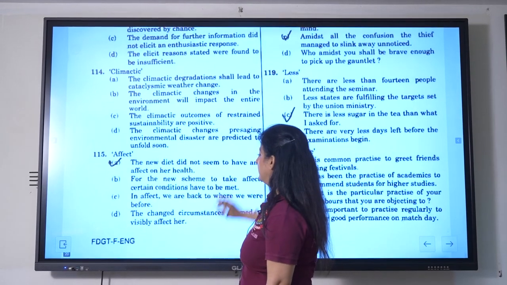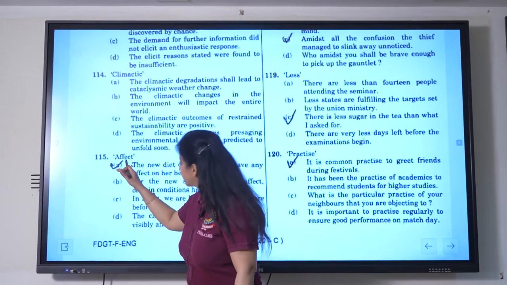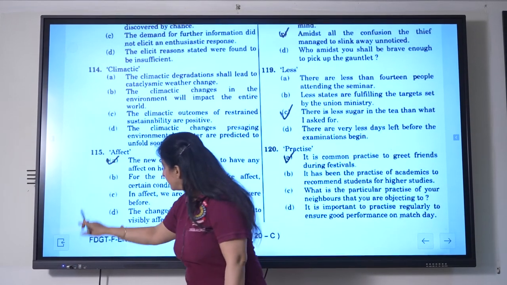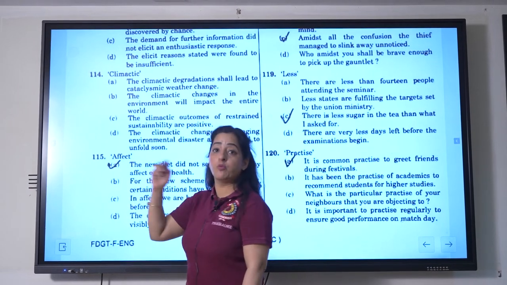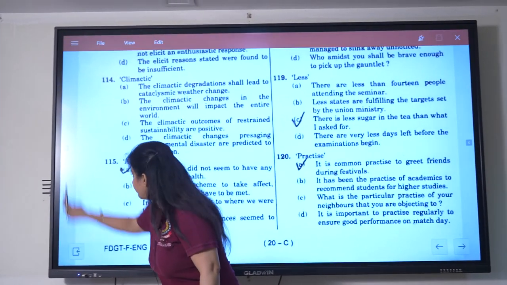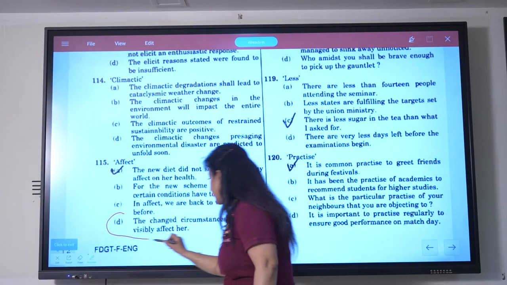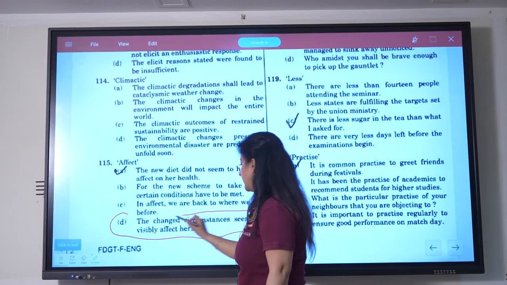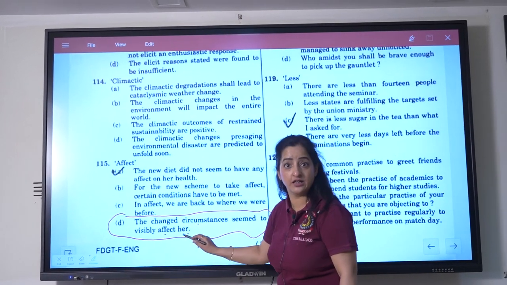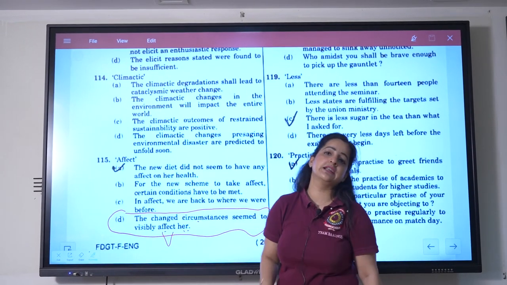All right. Hey, I've done this with most of you in class, or one of the batches at least, I remember. Affect, effect, practice, practice. Okay, so the difference is affect ek verb hai. So let's see ye verb ki tarah kahan use ho raha hai. Where is it? Delta. The changed circumstances seem to affect her. The circumstances affected her. Kriya ho rahi na, verb hai. So yahan verb ki tarah use ho raha hai, isiliye correct hai.